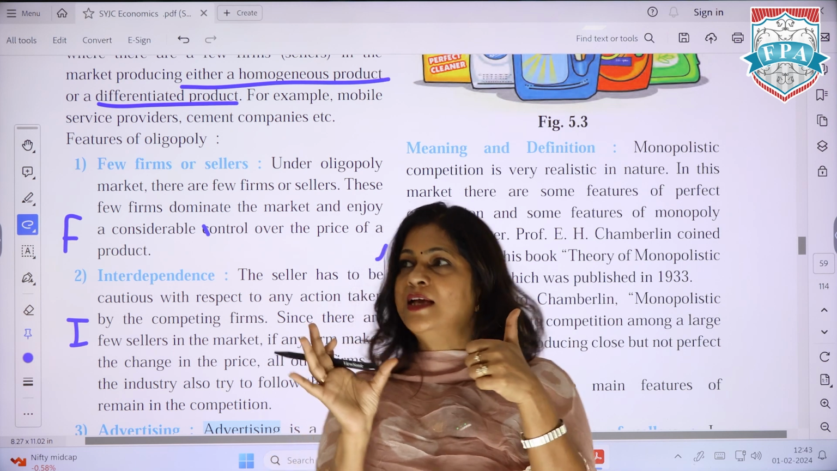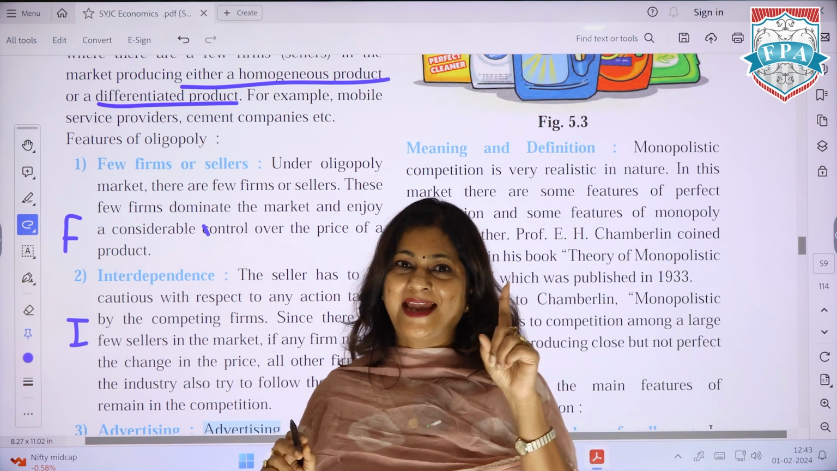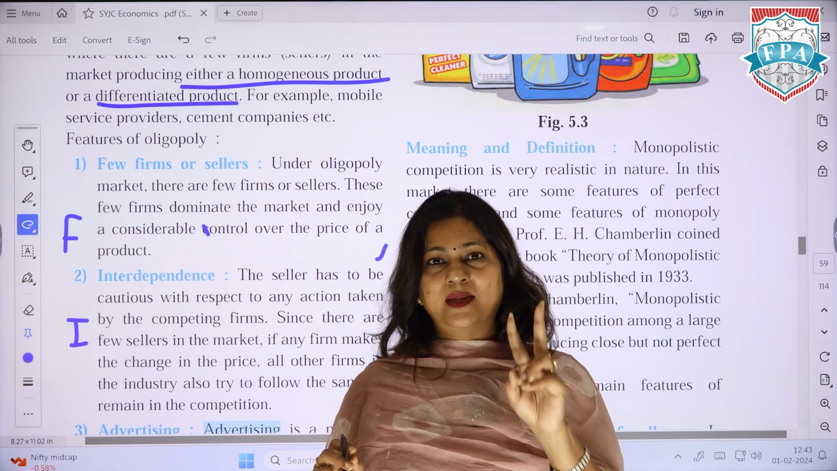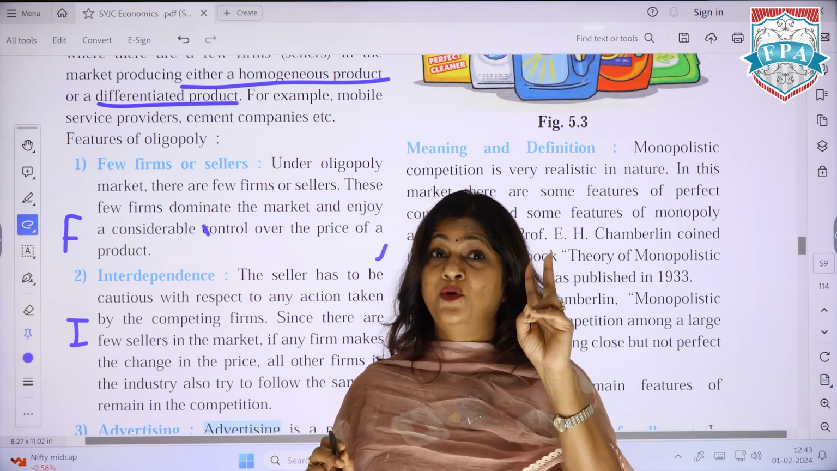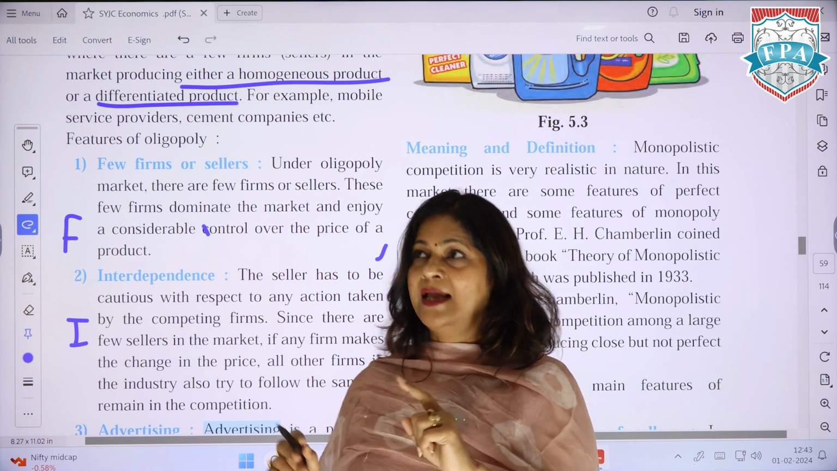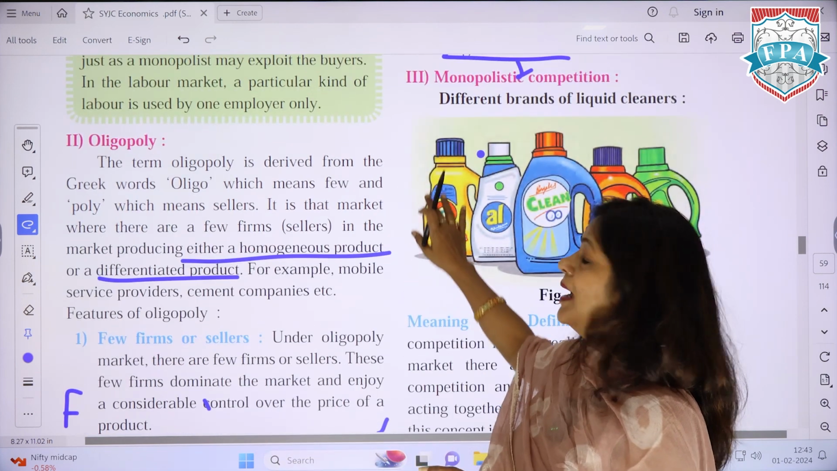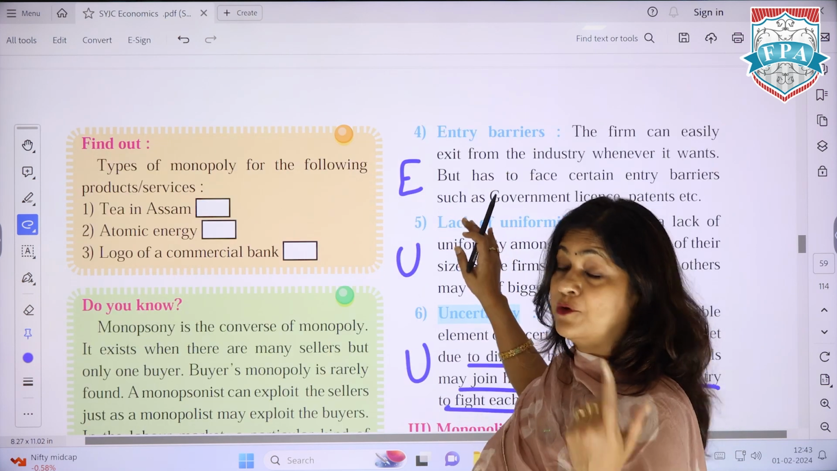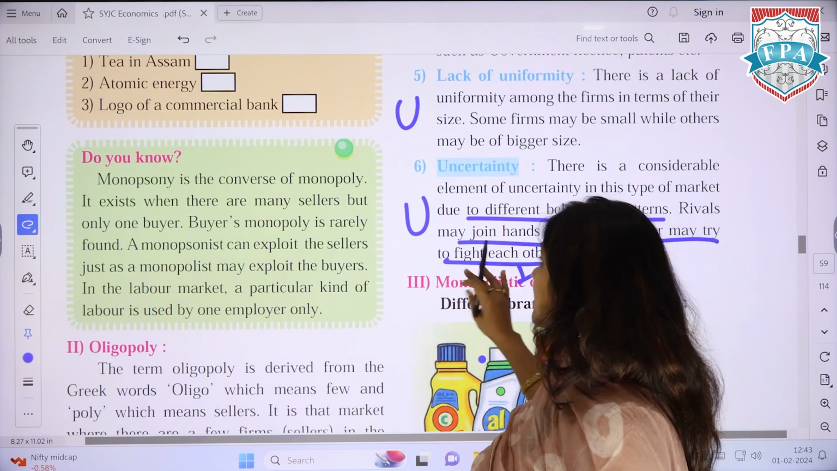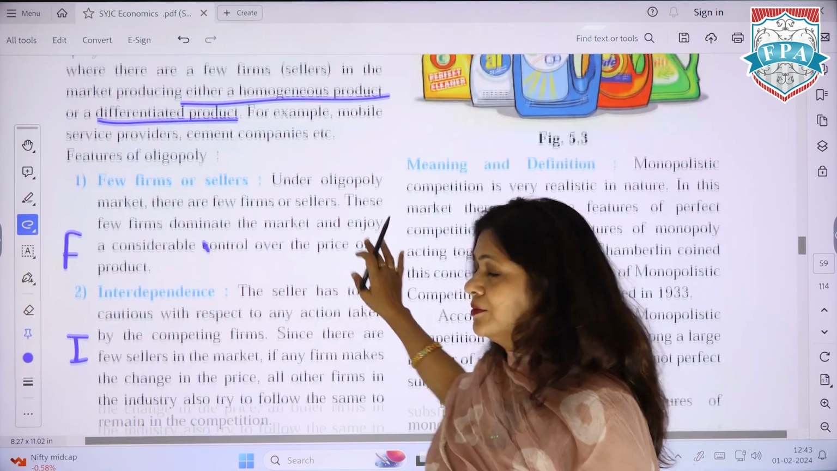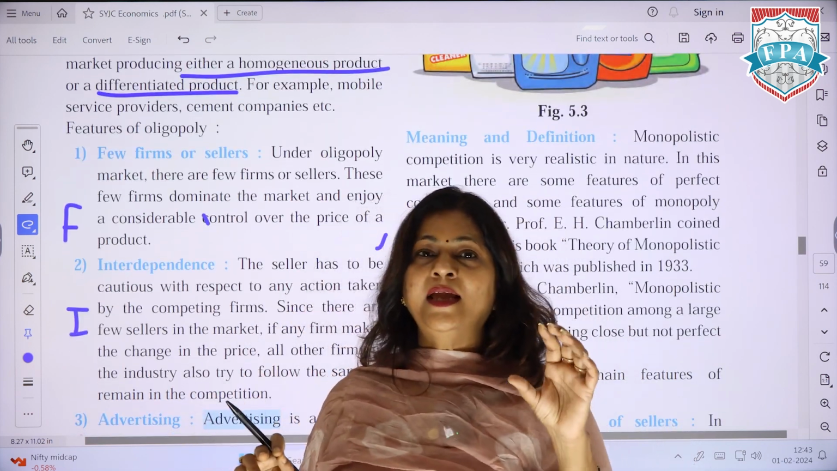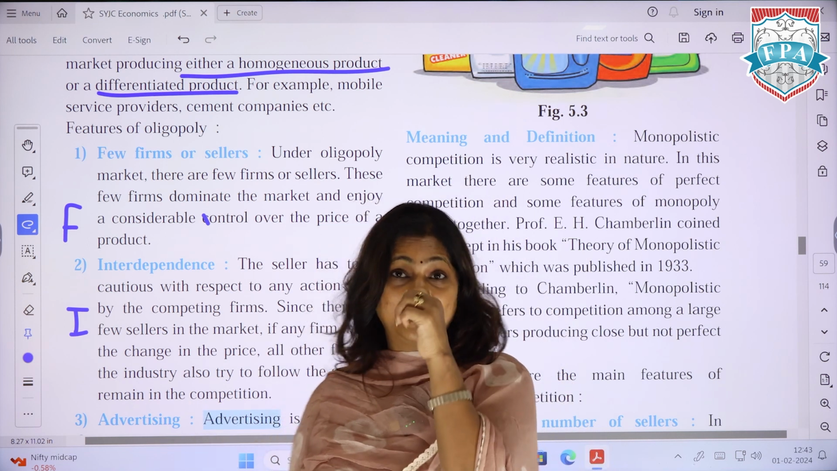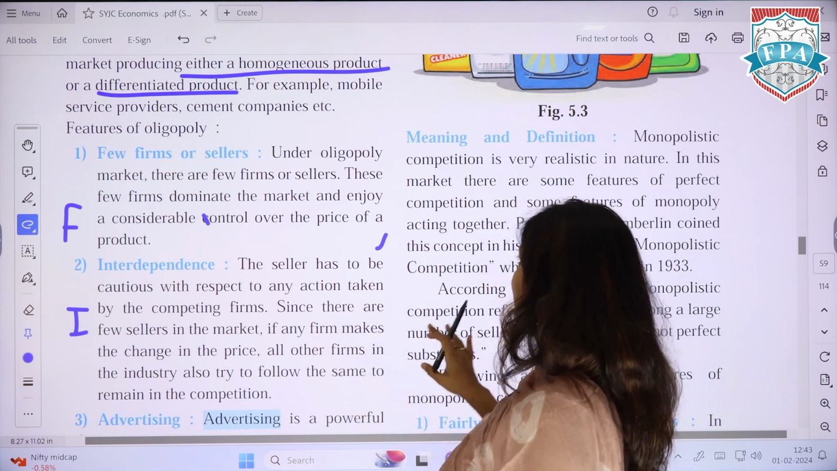So friends, F is for your few firms. A is for advertising, I is for interdependence. Friends, you should remember your vowels. So F, A, I. E is for barriers to entry. Then instead of O, you've got two U's, which is lack of uniformity and uncertainty. So F-A-E-I-U-U. That's what you need to remember if you need to remember oligopoly's characteristics.